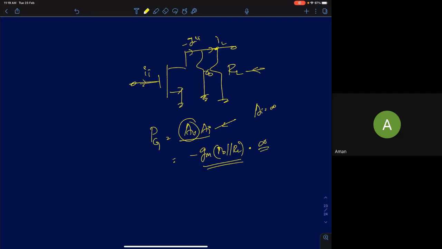In the case of a common drain, voltage gain is not very high, but current gain is very high. In the case of a common source, both voltage gain and current gain are very high. So that's why the power gain will be highest for a common source amplifier, at lower frequencies.